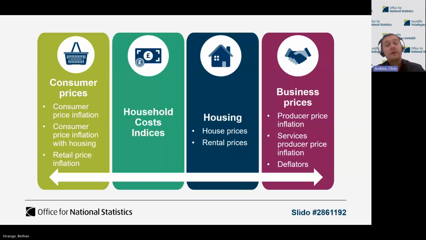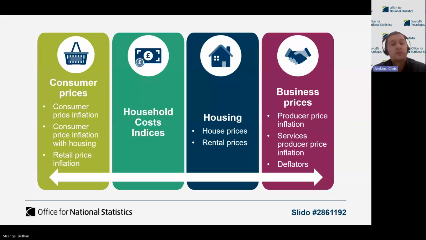At the ONS, we measure inflation from a number of different perspectives. Firstly, we measure it from the consumer perspective. So how much the goods and services we buy as consumers are increasing or decreasing. We also try and break this down into how inflation affects different household groups, such as pensioner and non-pensioner households, via our experimental household cost indices. We measure how much prices are increasing across the housing market in the UK via our house price index and our price index of private rents.